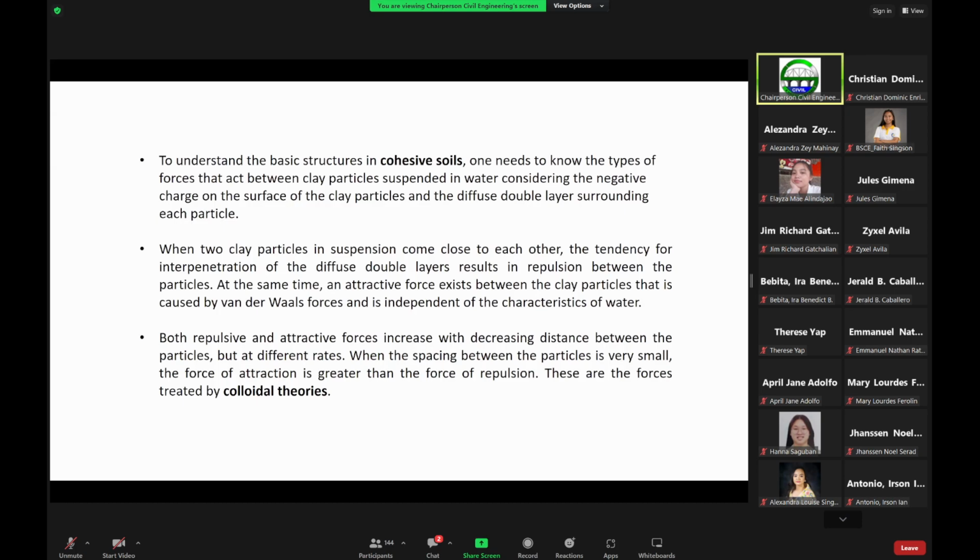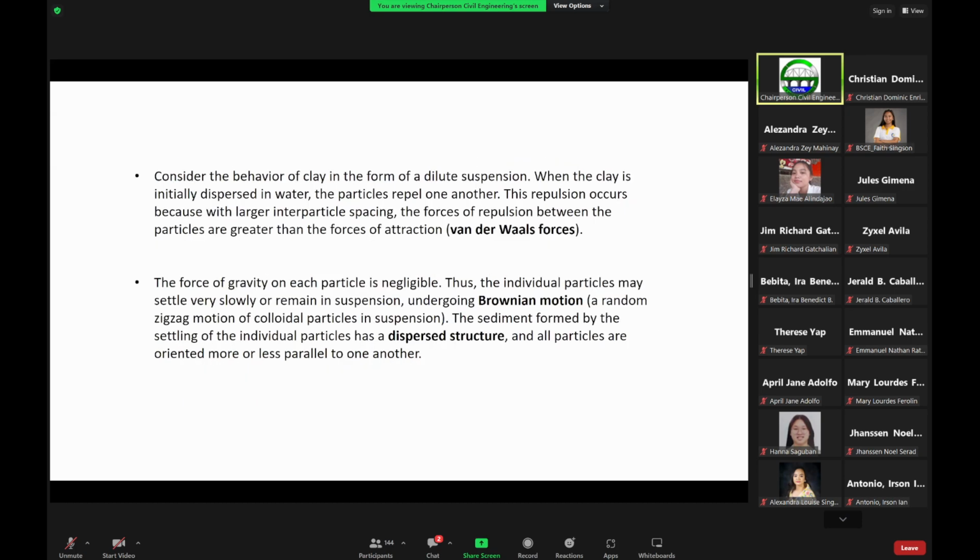Now, considering the behavior of clay, this time in the form of a dilute suspension. When the clay is initially dispersed in water, the particles would repel one another. This repulsion occurs because with larger interparticle spacing, the force of repulsion between the particles will now be greater than the force of attraction. Again, the so-called van der Waals forces.